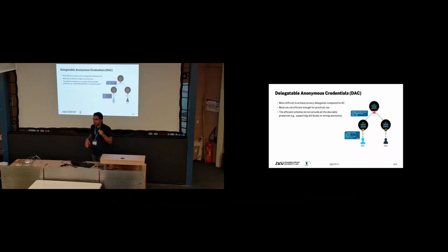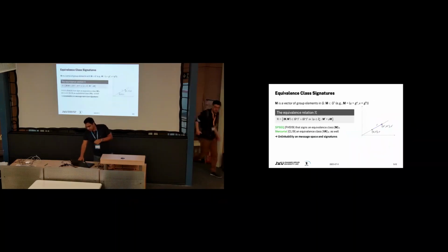If I summarize the state of the art, most of the existing approaches are not efficient enough for a practical use case. And if they are efficient, they don't provide all the requirements. For example, they don't support attributes at all, or they don't provide strong anonymity. By strong anonymity, I mean anonymity during the delegation and also anonymity during showing the credential. So we're going to address this problem.